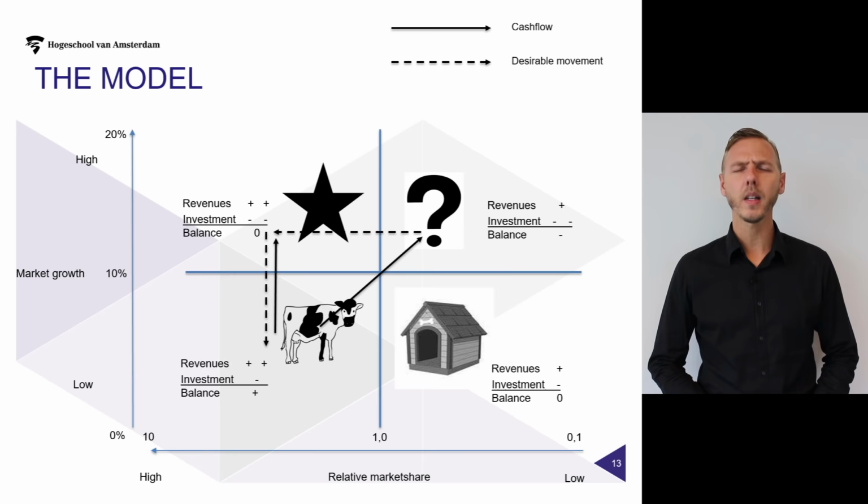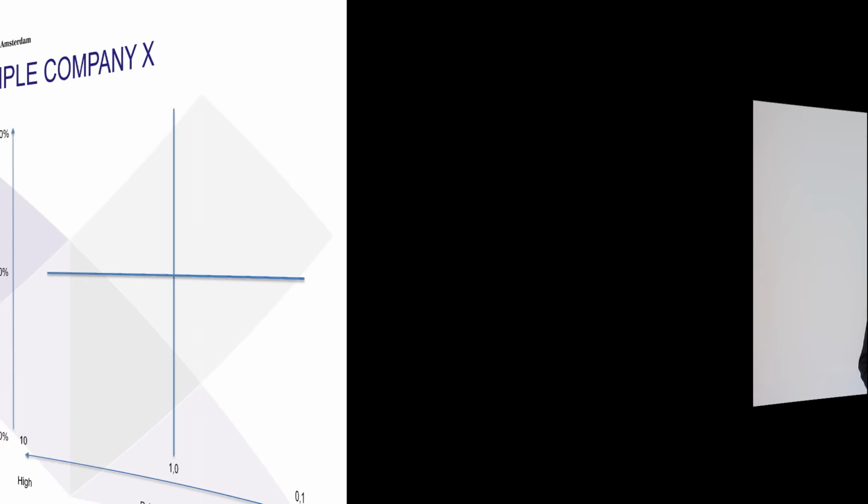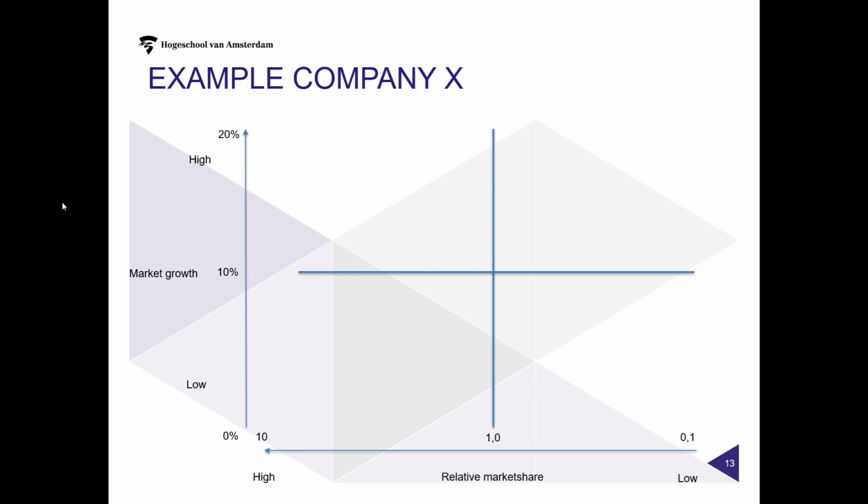Now, let's look at an example, and let's pretend as if we're company X. So let's have a look at our example company X. Now, the standard BCG model tells us that an average market growth of 10% is realistic. I have to be honest, I don't know any markets that nowadays grow 10% as an average every year, every day, every month, depending on your model and how you use it. So let's just take realistic figures.